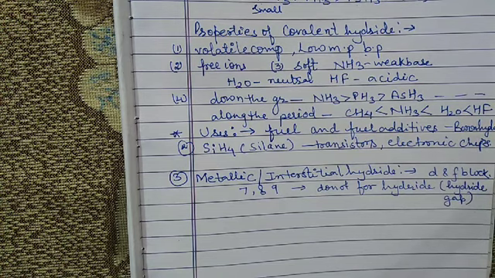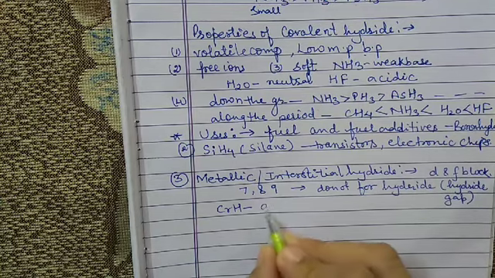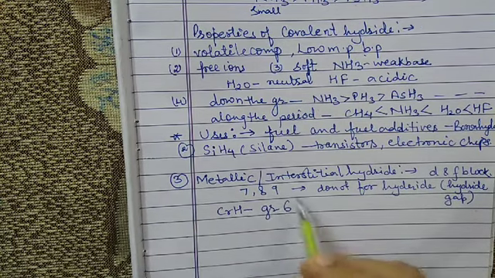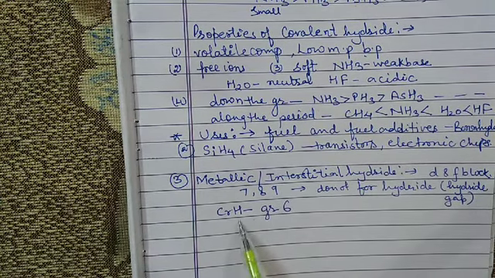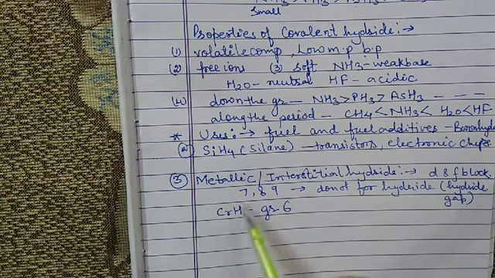And from group 6, it is only chromium that forms a hydride, that is CrH. This is the chromium hydride and it belongs to group 6. So from group 6, only chromium is the member that forms a hydride when combined with hydrogen.